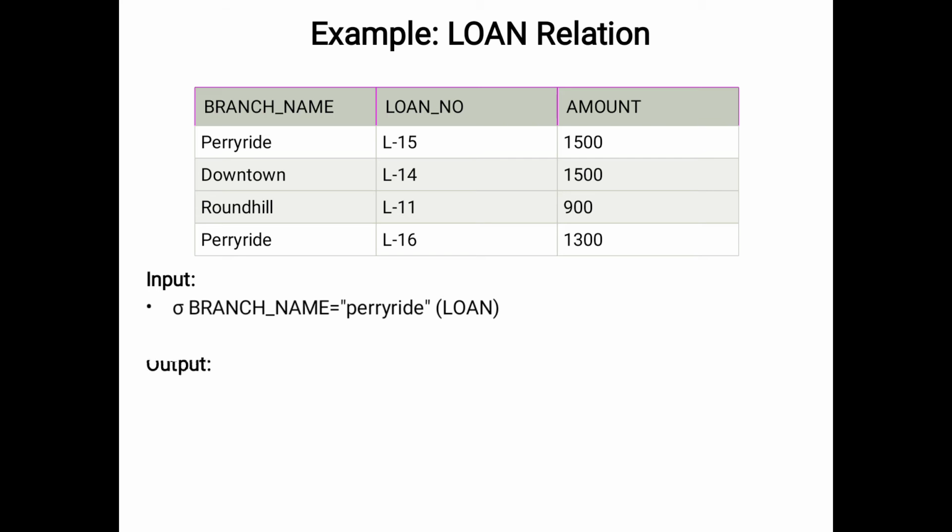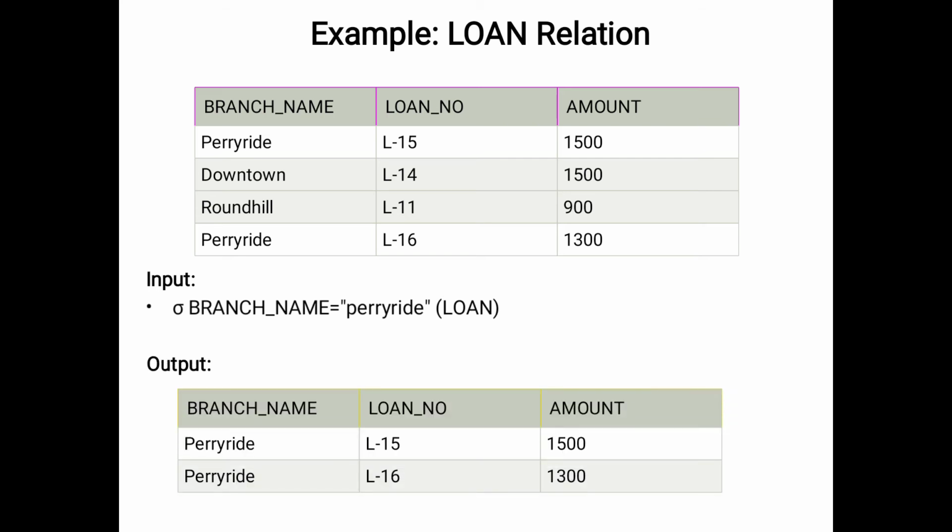Now please observe the output. Here we received the information of whose branch name is Periride, all the information. The select operation displays all the information. What is the meaning of all the information? What is the field of branch name? What is the loan number? What is the amount? So this is the information about select.